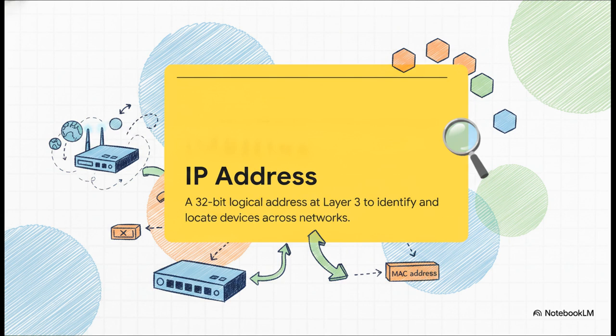While switches are obsessed with those physical MAC addresses, routers are all about IP addresses. An IP address is a 32-bit logical address assigned to our devices. Because it's a logical construct rather than a hard-coded physical one, it operates at layer 3. This specific addressing scheme is exactly what allows us to identify and locate any device across entirely different networks all over the world. Literally, without the IP address and the routing protocols that rely on it, the internet as we know it simply would not exist.